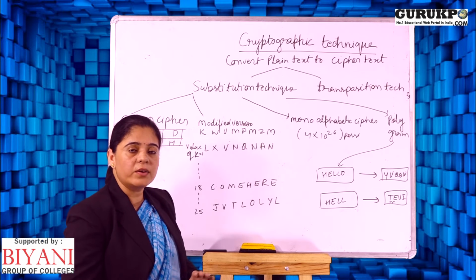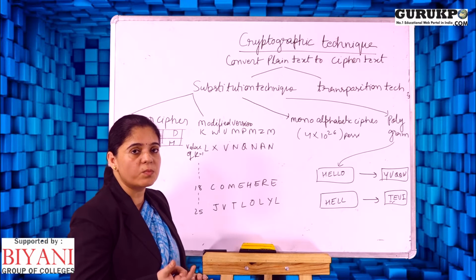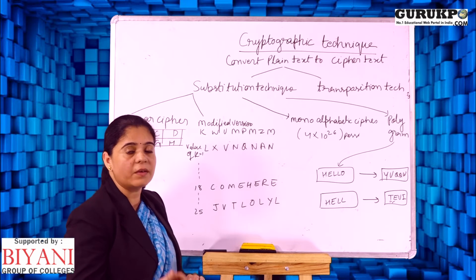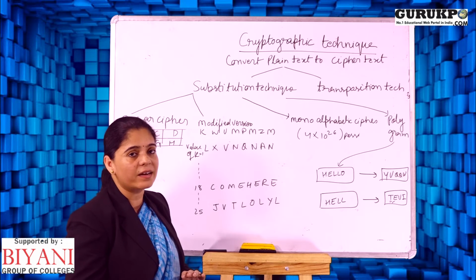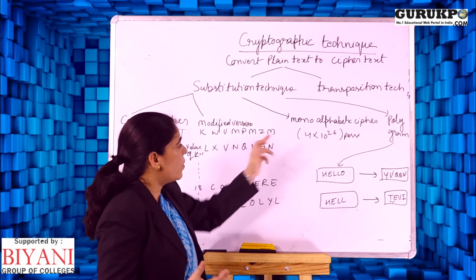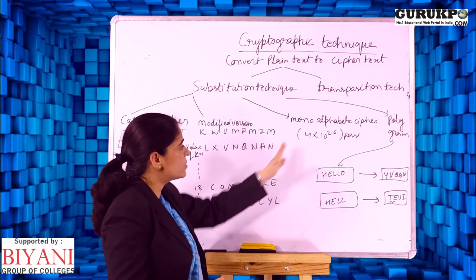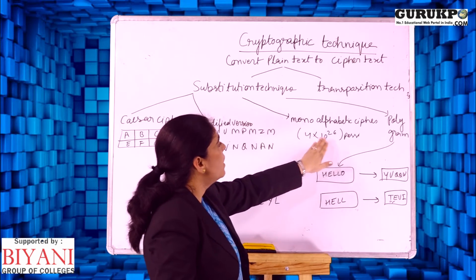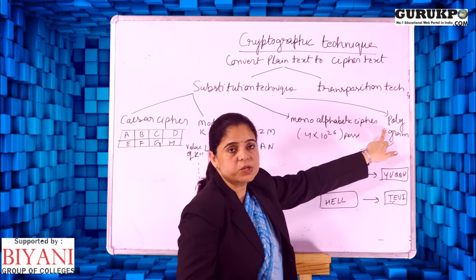But again there is a problem. Suppose the ciphertext is small. If the ciphertext is small, then any attacker can attack it and identify the plain text. So this is again weak, but next is the polygram substitution technique.